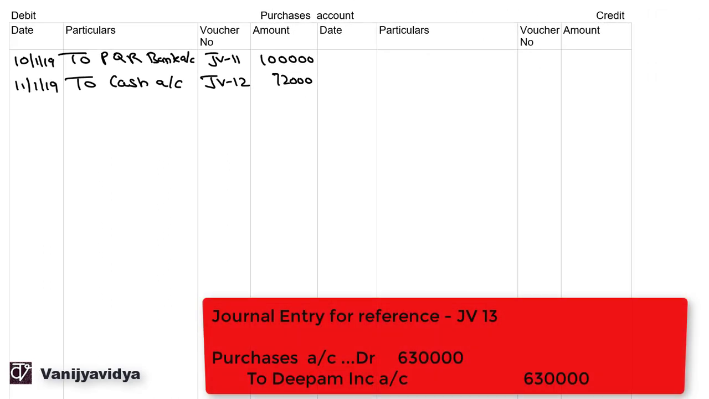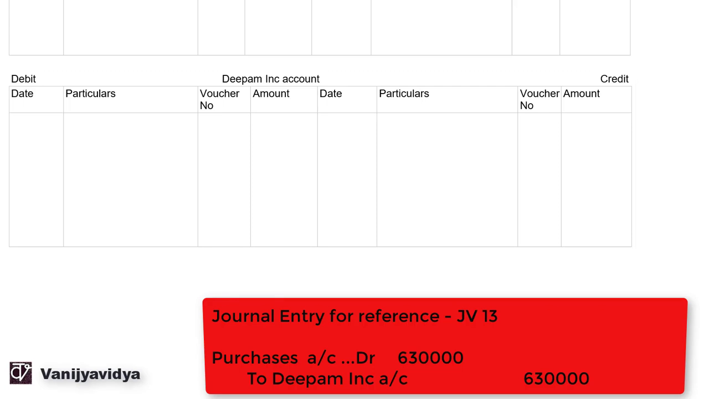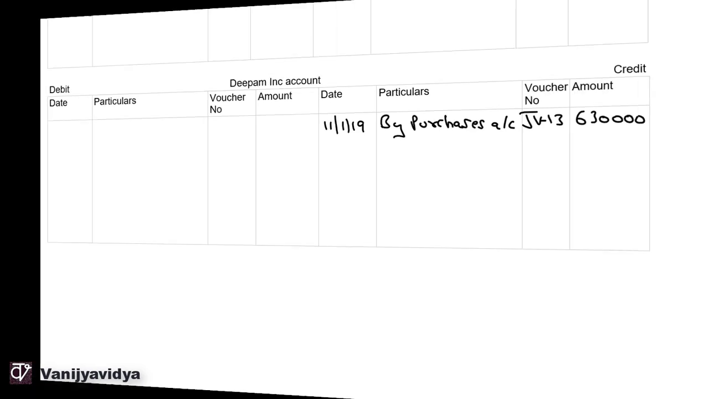On the debit side of the purchases account, 11 Jan 2019 to Deepam Inc. account JV13, 6,30,000. Deepam Inc. account credit side, 11 Jan 2019 by purchases account JV13, amount 6,30,000. Now let's move on to the next journal entry.